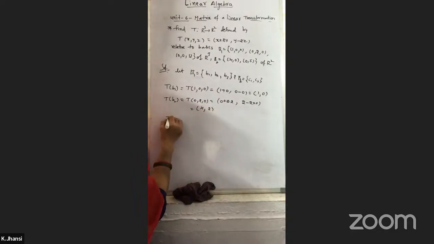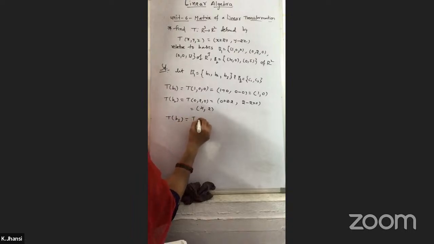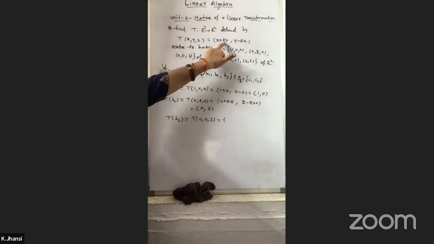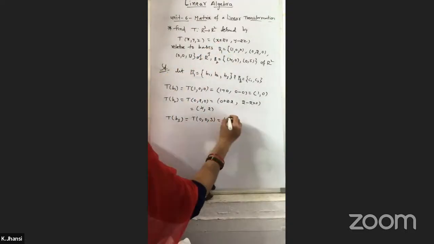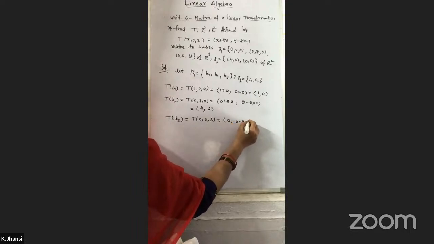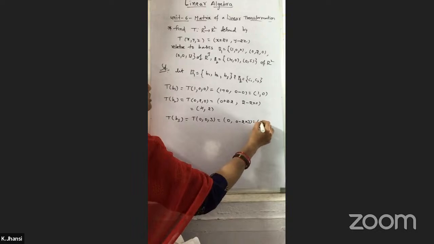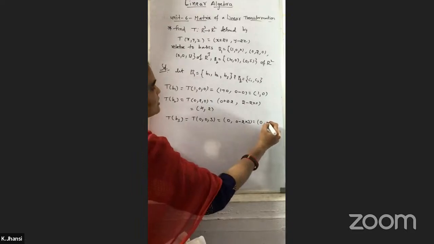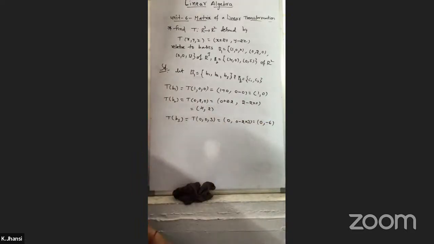Next, T of B3. What is the third one? (0, 0, 3). So the x value is 0, the y value is 0, which means the whole first entry will be 0. Then 0, comma, 0 minus 2 into 3, which is equal to 0, comma, minus 6. So the third value is (0, -6).